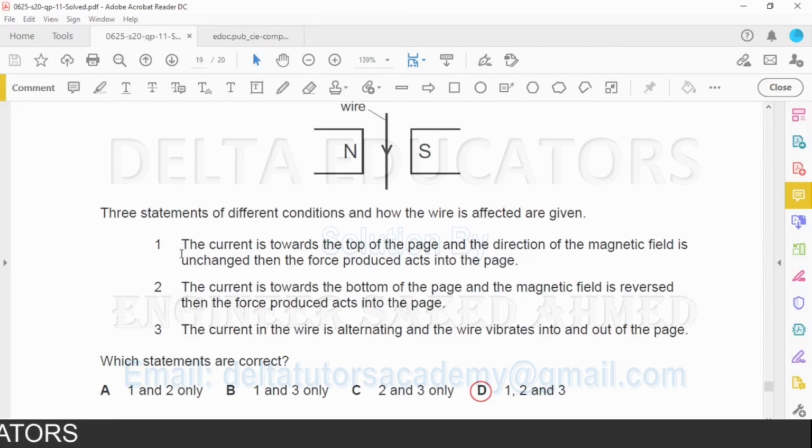So here point 1, point 2, point 3, all the 3 points are correct and it is given in option D. So option D is the correct option.